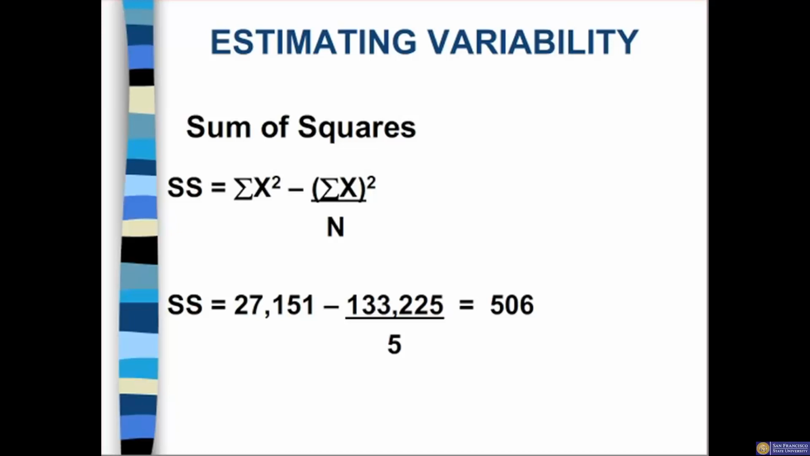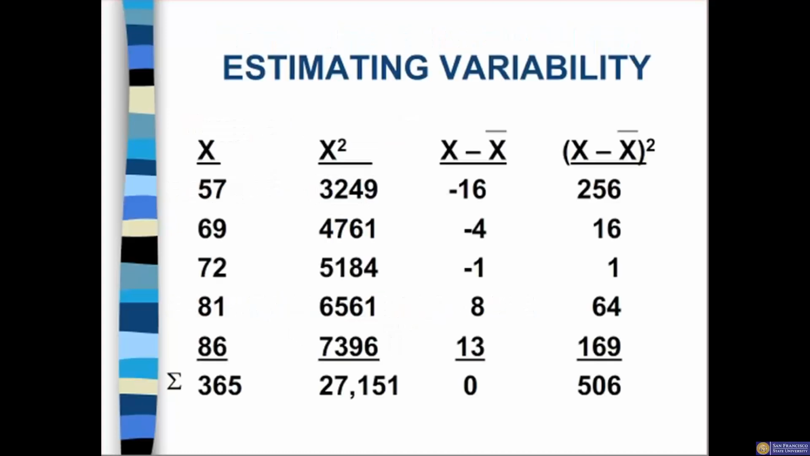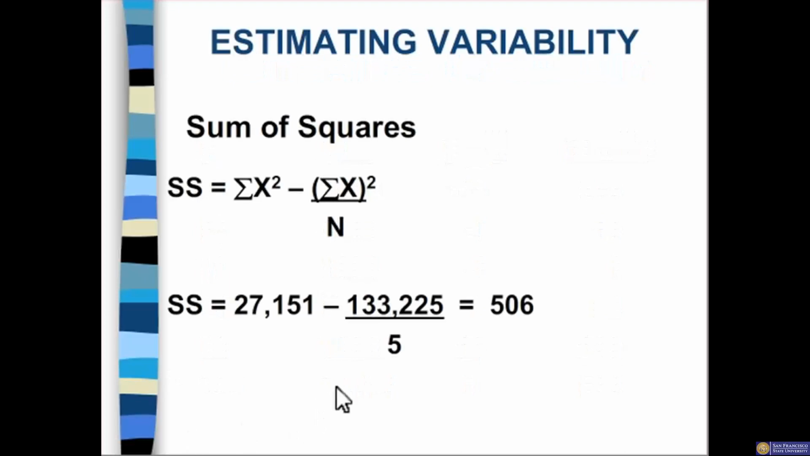The other option is to use that other data reported, the 27,151. That is each data point x squared and then summed up. Notice that it's 27,000 right here, the sum of all of these numbers. I'll go back to the next slide. And then we have 133,000 and change divided by 5, where n is the number of variables. We could sum x up and then square it and get that 133,000. That will equal 506 as well.